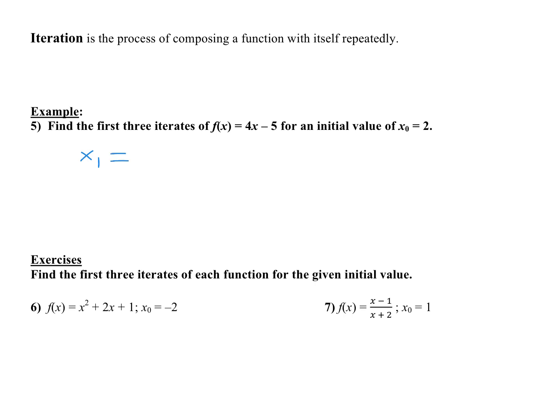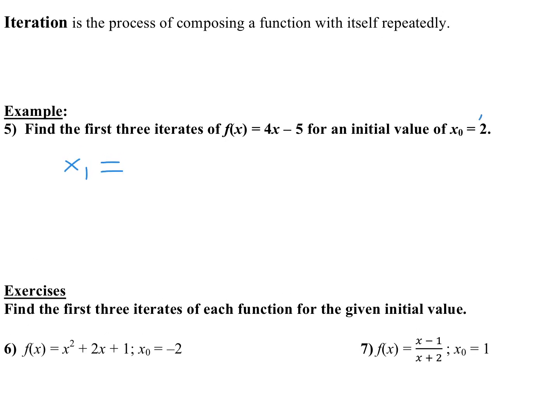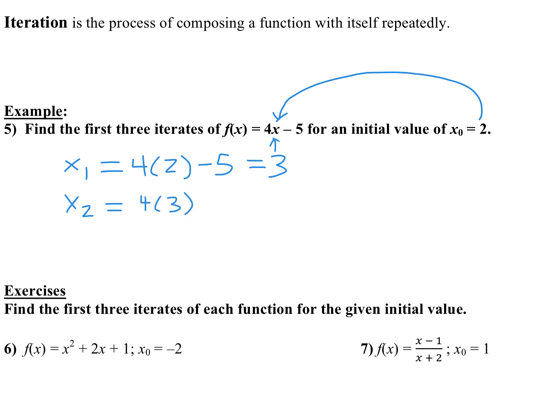Right, so this process is pretty simple. The way you find x1, you take x0 and you just plug it in right there for x. So this is going to be 4 times 2 minus 5. 8 minus 5 is 3. And then to find x2, we take our last answer and plug it in. 12 minus 5 is 7.